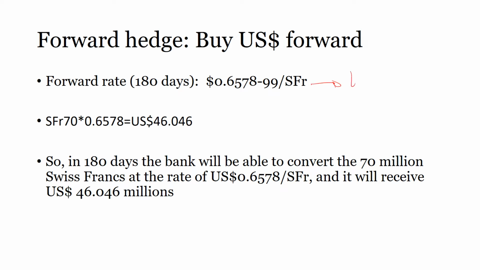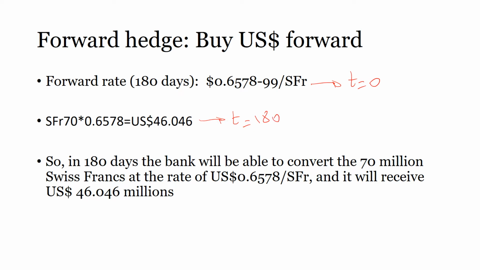So we are at time zero, and at time zero the market says that in 6 months time the exchange rate between the dollar and the Swiss franc will be $0.6578 per Swiss franc. You multiply the 70 million by this exchange rate, and this is what you are going to receive in 6 months.